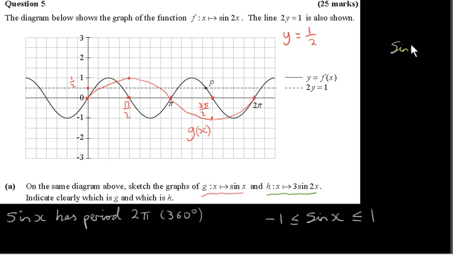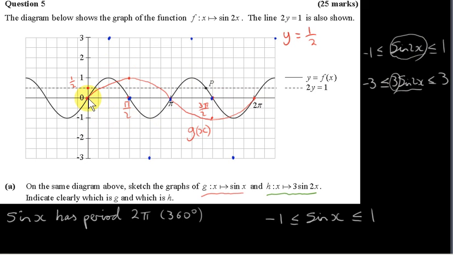Sine 2x, just like any sine function, lies between plus 1 and minus 1. So if we multiply this by 3, multiply everything by 3 here, this inequality gives us minus 3 less than or equal to 3 sine 2x less than or equal to 3. So the 3 sine 2x function, which is called h of x here, lies between minus 3 and 3. Its range is from minus 3 to plus 3. So basically we're just taking the values we get from sine 2x and just multiply them by 3. So the graph will have the same shape as sine 2x, it's just stretched in the y direction.